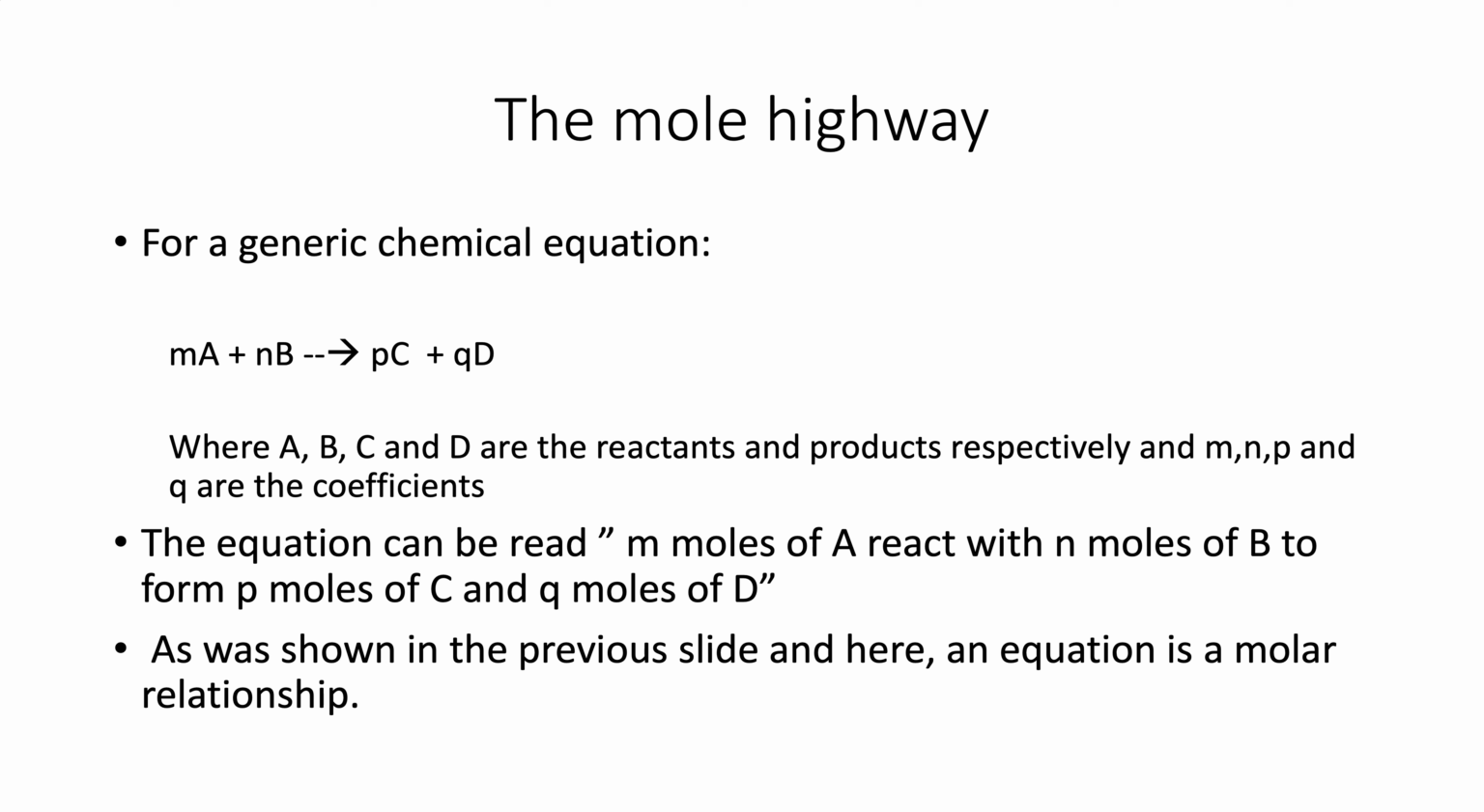So just for a generic chemical equation, we've used the analogy all semester of solving a problem is like taking a trip. So if you're going to take a trip, maybe you get on the highway. So if we look at a generic chemical equation where A, B, C, and D are the reactants and products respectively, and then P and Q are the coefficients. All right, so we can read this, M moles of A reacts with N moles of B to form P moles of C and Q moles of D, right? And again, that previous equation was a specific example of the previous slide.